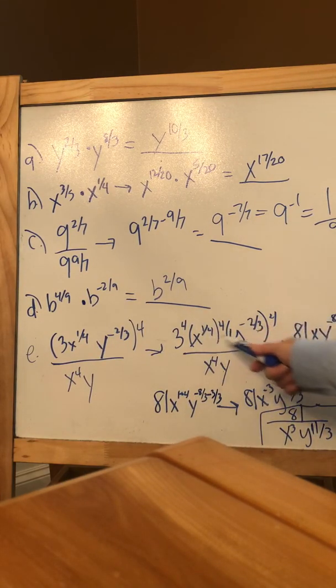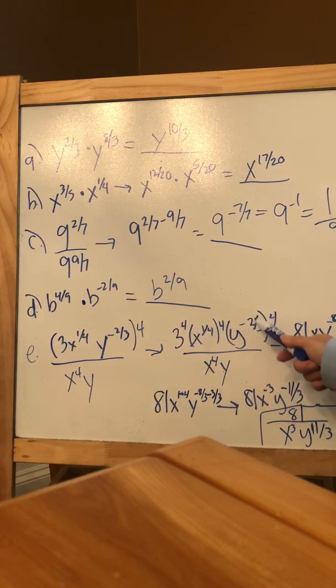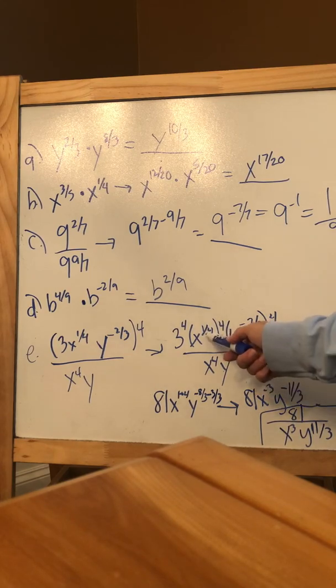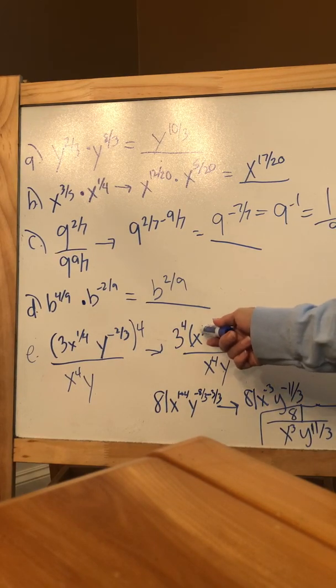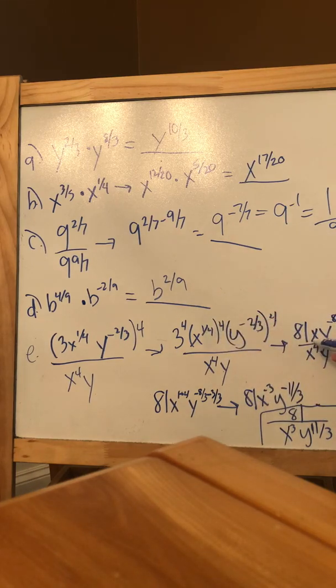All right, now take each of these sections to the 4th power. So you're going to have 3 to the 4th, which is 81. Interesting, x just becomes x to the 1st because you have x to the 1/4 taken to the 4th power. So you're multiplying, so you end up with x to the 4/4. It becomes x to the 1st, or just x. Then for y, you have y to the -8/3.